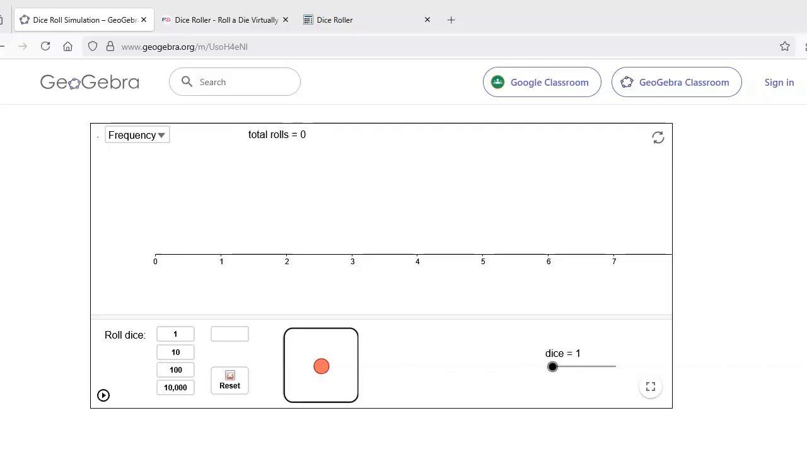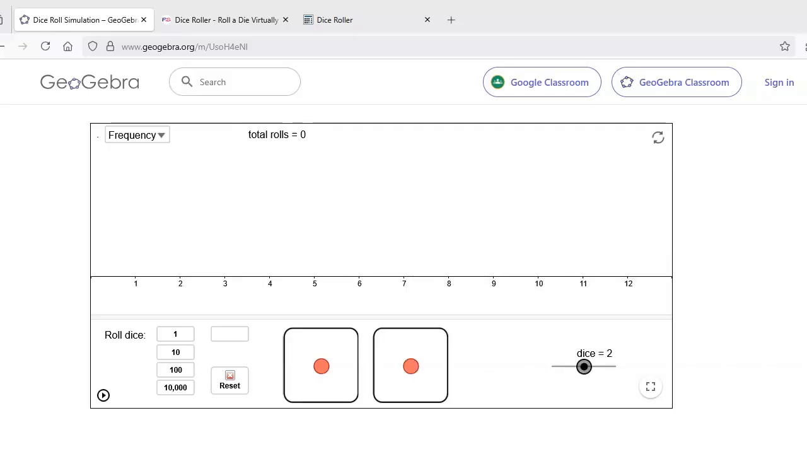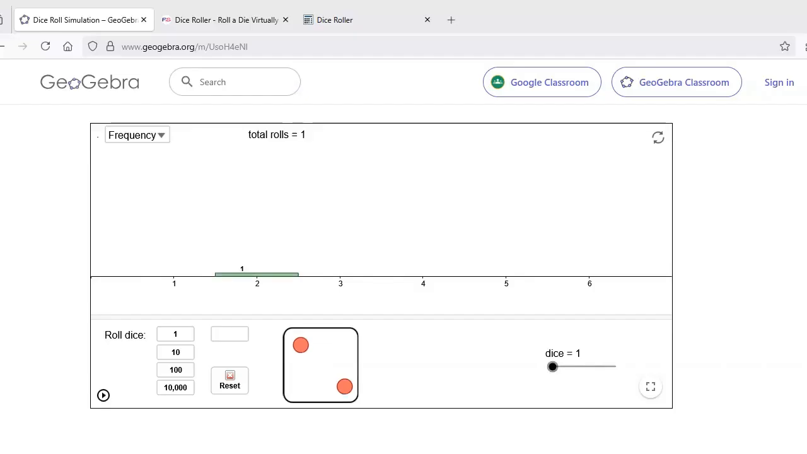In this one, you have to set how many dice you want. And then the rolls are here. So I would do just one roll. The first one was a 2. The next one was a 5. And then it keeps track of it on a graph. So whichever way you want to do it, go ahead and pause the video here and do your 50 rolls.